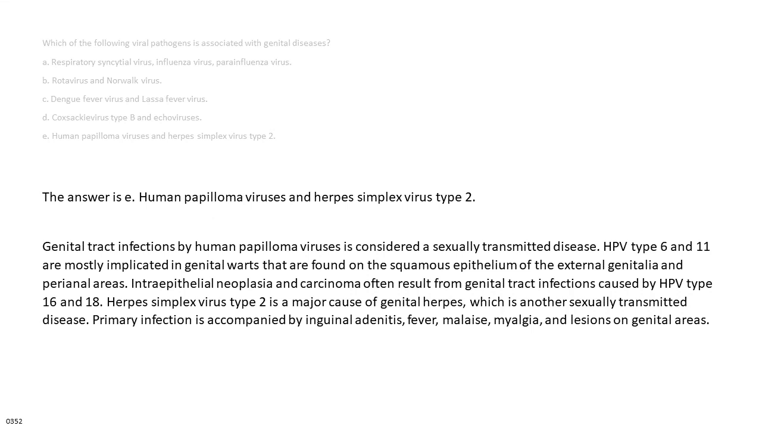The answer is E. Human papillomaviruses and herpes simplex virus type 2. Genital tract infections by human papillomaviruses are considered a sexually transmitted disease. HPV types 6 and 11 are mostly implicated in genital warts that are found on the squamous epithelium of external genitalia and perianal areas. Intraepithelial neoplasia and carcinoma often result from genital tract infections caused by HPV types 16 and 18. Herpes simplex virus type 2 is a major cause of genital herpes, which is another sexually transmitted disease. Primary infection is accompanied by inguinal adenitis, fever, malaise, myalgia, and lesions on genital areas.